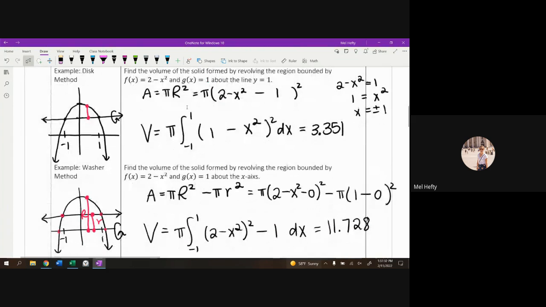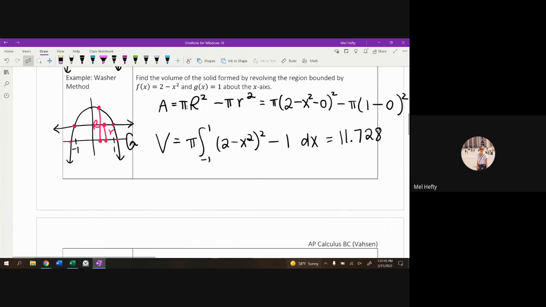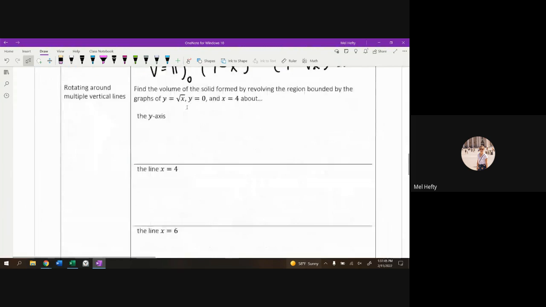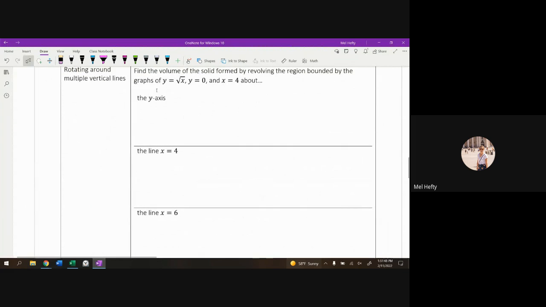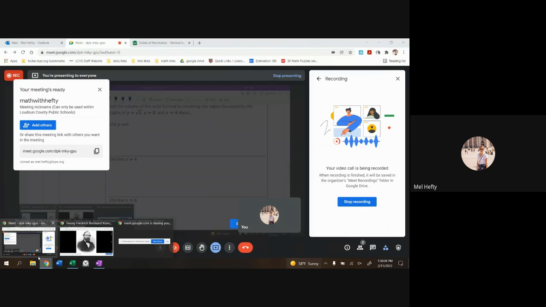So here, some of the questions I was asking you: do we have a hole? Do we not have a hole? We talked about if we were rotating around the same axis, we were touching the whole time, no hole, otherwise. So let's take one region here and rotate it around 3 different vertical lines. Notice we're the y-axis, x equals 4, x equals 6. All of those are vertical lines. If you're rotating around a vertical line for this method, you're going to be working in terms of y. Let me show you what this looks like.